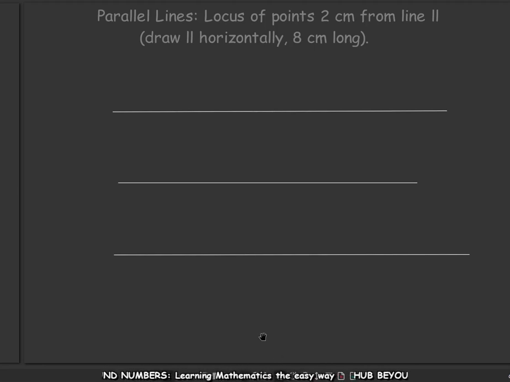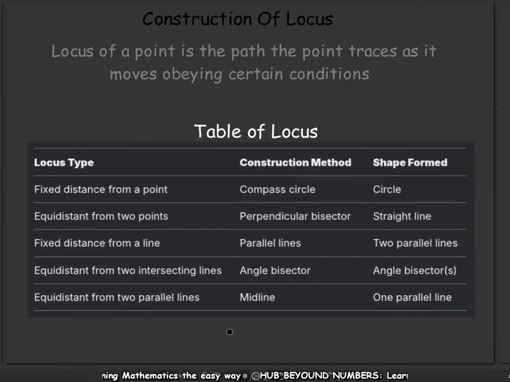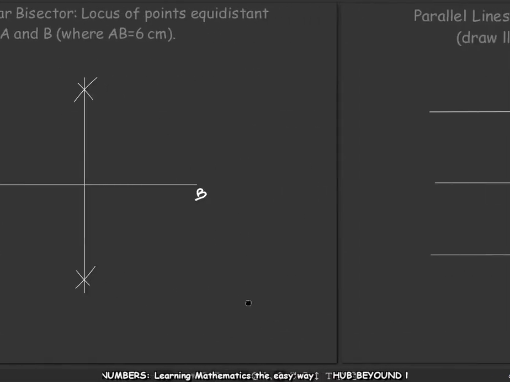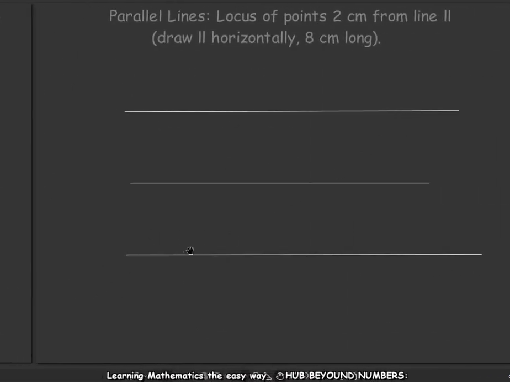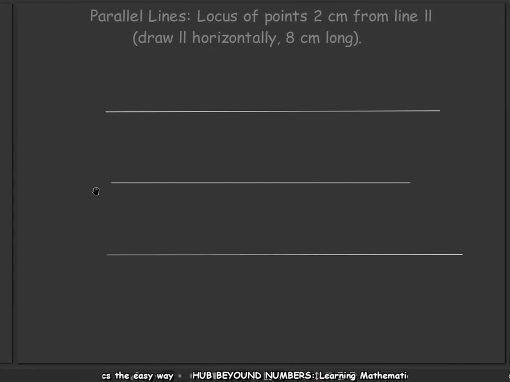So initially, this was what we did here. So equidistant from 2 parallel lines, it is called a midline. A midline. You see. So if we take these 2 parallel lines, 1, 2, and we want their locus, this here is what we call the midline.